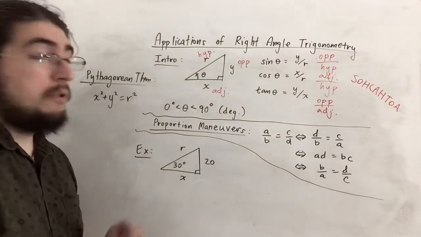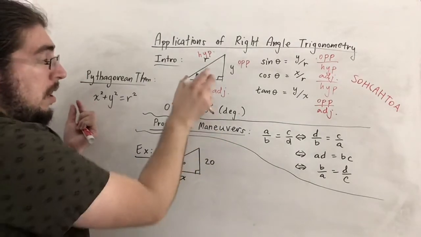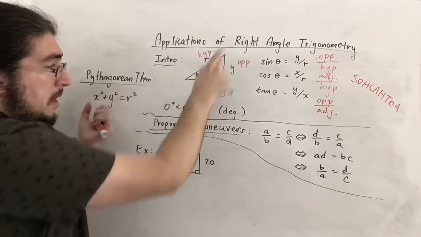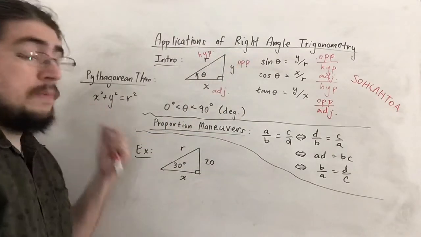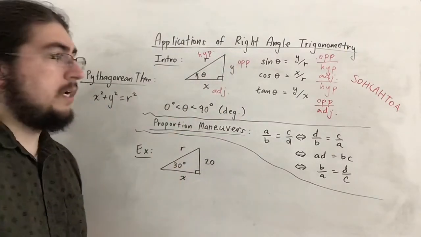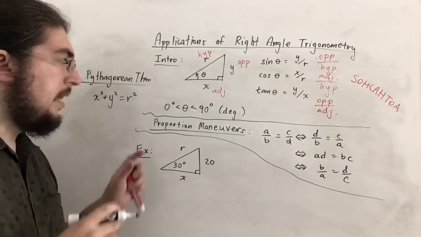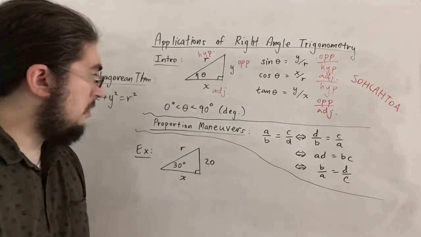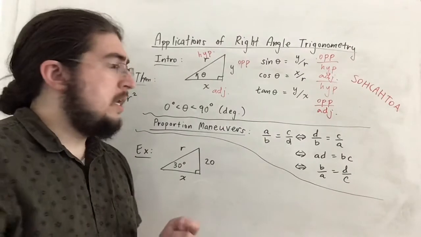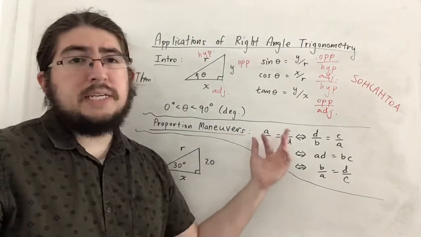So for any right triangle, you can do that. You can square one non-hypotenuse side added to the other non-hypotenuse side squared, and their sum should be the square of the hypotenuse side. Good. Okay, so now back to these tools. I call them maneuvers, so the proportion maneuvers. Proportion, by the way, is when you have a fraction equal to a fraction.